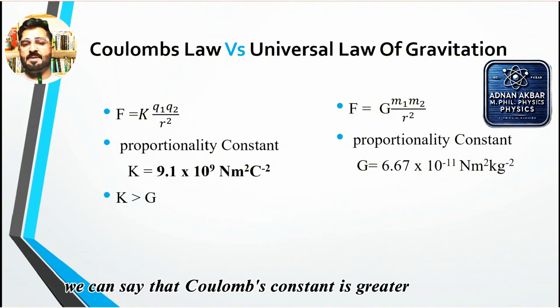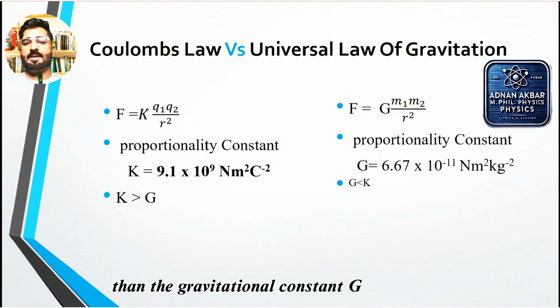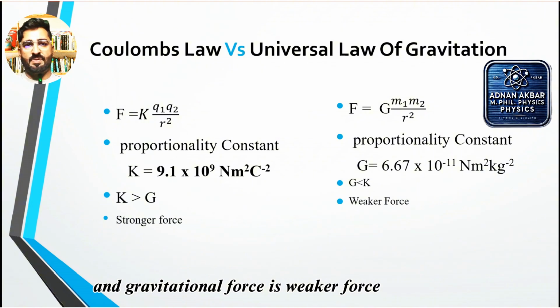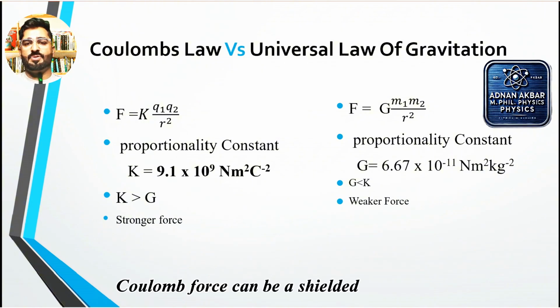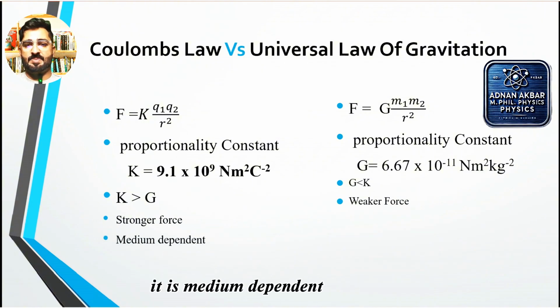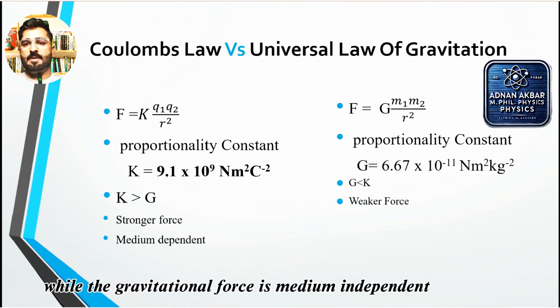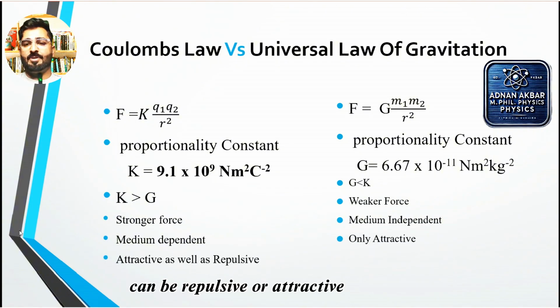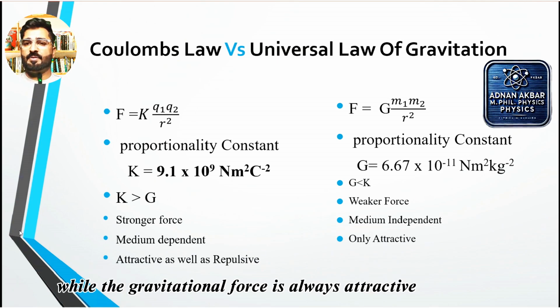We can say that Coulomb's constant is greater than the gravitational constant G. Coulomb force is a stronger force, and gravitational force is a weaker force. Coulomb force can be shielded. It is medium dependent, while the gravitational force is medium independent, so we cannot shield it. Coulomb's force can be repulsive or attractive, while the gravitational force is always attractive.